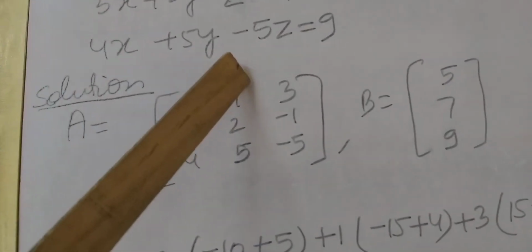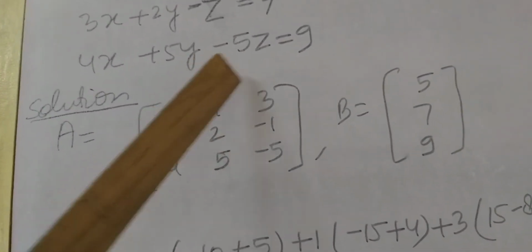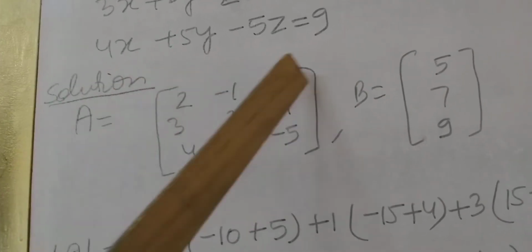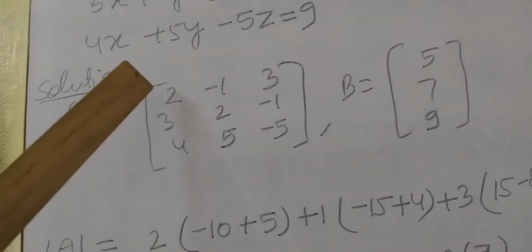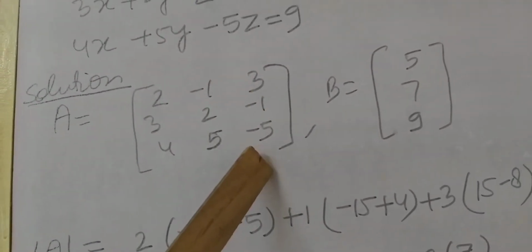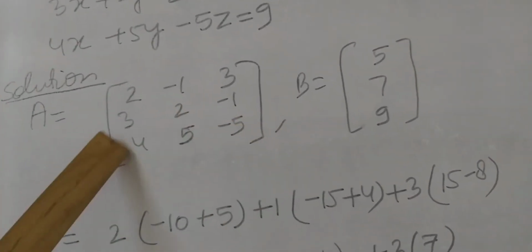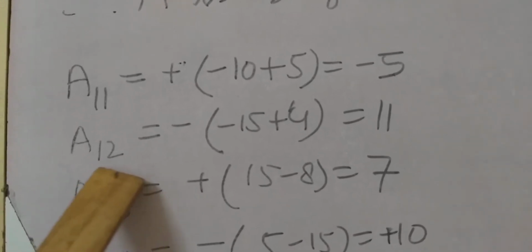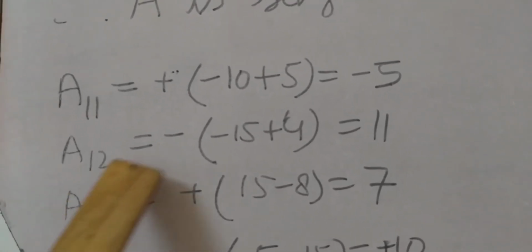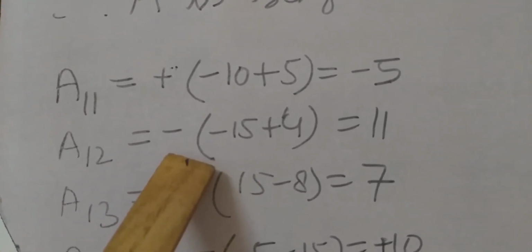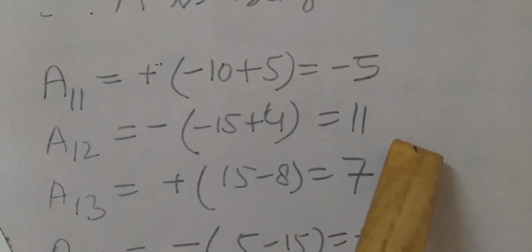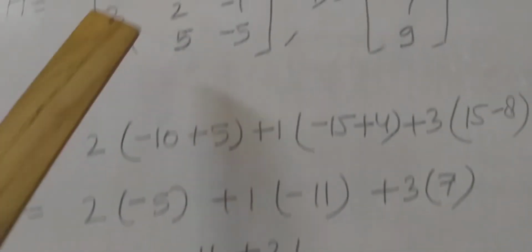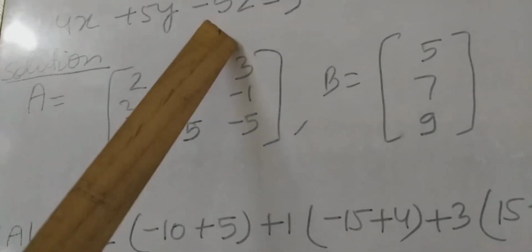A12, its cofactor, students. So this row and this column are deleted. Left values are 3, 4, minus 1, minus 5. So minus 15 plus 4. Because its sum is coming odd, we have to put a minus sign, students. The answer is 11.